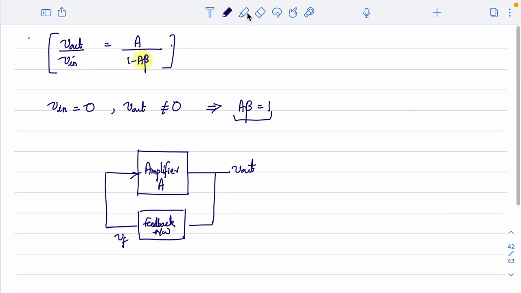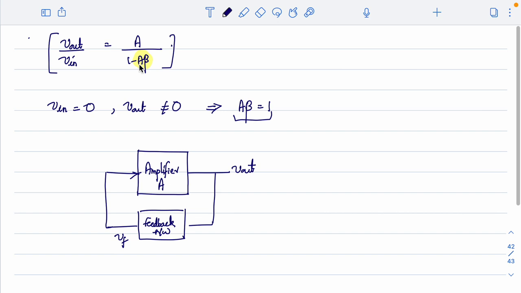So the condition here is, if A beta can be equal to 1, there is a possibility for output to get a value. Through this relation, we can see that output is actually going to infinity, right? Because when A beta equals 1, your output is basically infinity. You will also see the same thing in a circuit, because output will tend to grow as high as possible. But the limitation here will be the power supply limit. For example, if you have a 10 volt supply, the output will grow up to 10 volt because it can support only till 10 volt, and then it will saturate there. So that is how this circuit works.